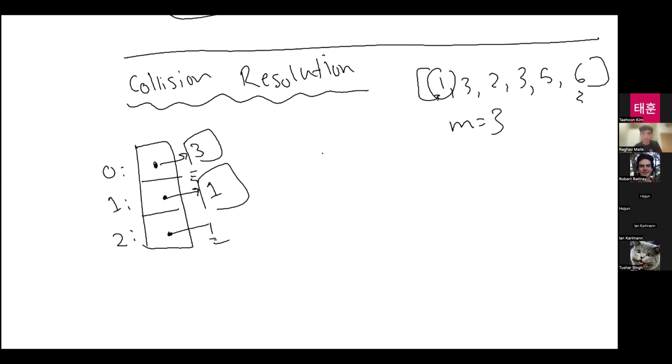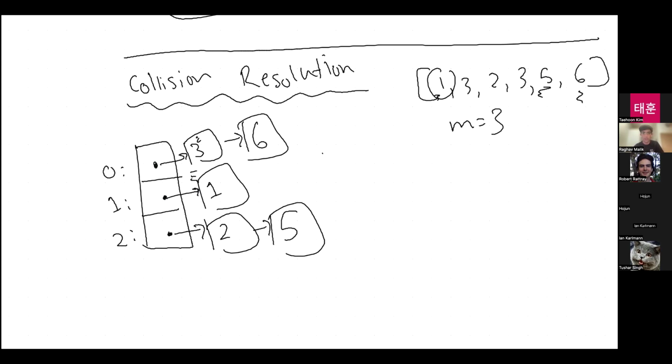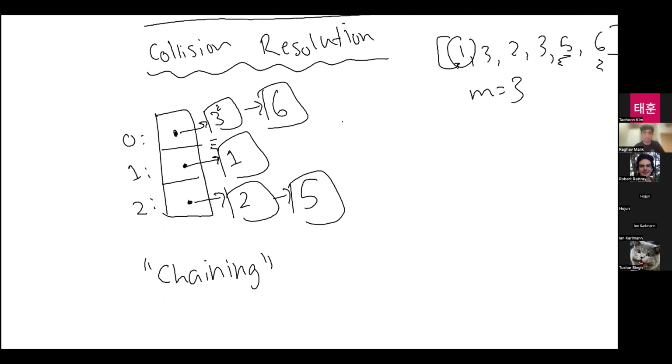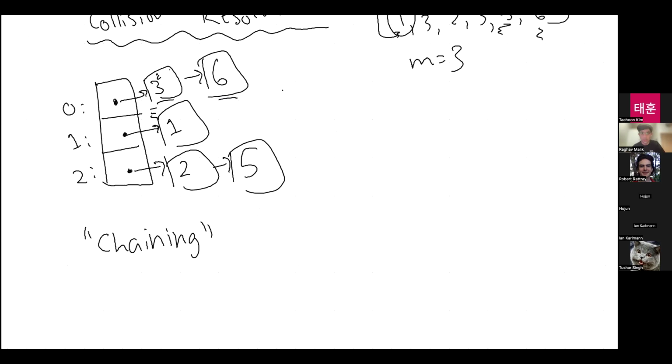I insert the 2. And now the 3 again, of course, shows up and I already have a 3 here. But the 5 also hashes to 2. But I don't have to worry about the fact that there's already something there because the thing there is a linked list, so I can just add to the linked list, right? And then similarly with the 6, it hashes to 0, but I can just add it to the linked list, right? This is called chaining because we're sort of building up a chain of linked list nodes for each hash table entry, right?